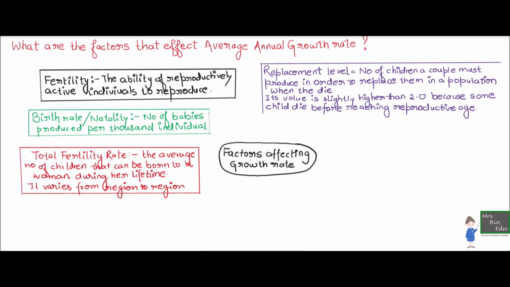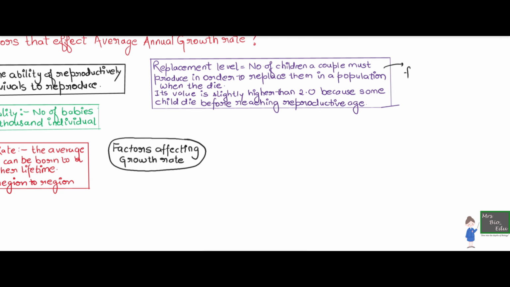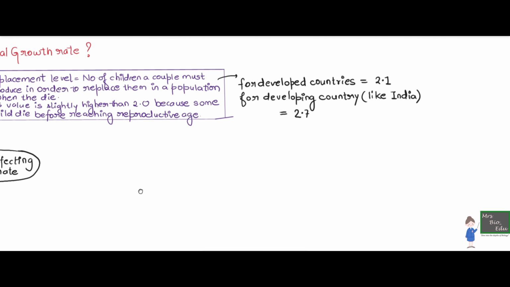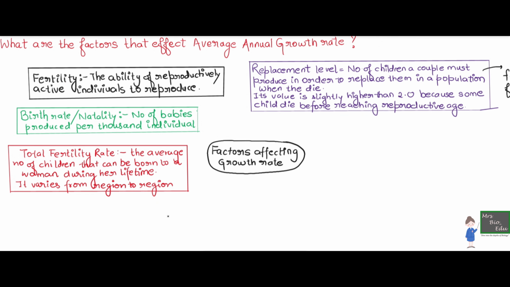For any country, its value is always higher than 2. That is because not all the children that are born can actually reach their reproductive stage. A lot of children die before that, maybe because of some genetic disorder or because of some casualty in an accident or something. So this value, which should logically be 2, is actually always greater than 2. For a developed country, it is 2.1. For India, which is a developing country, it is 2.7.